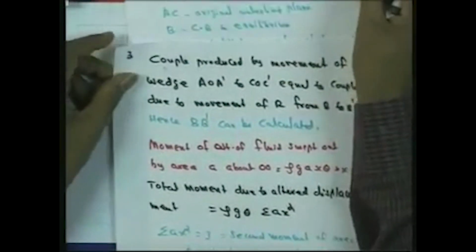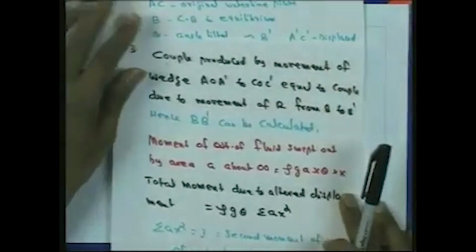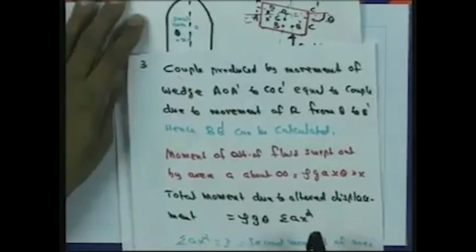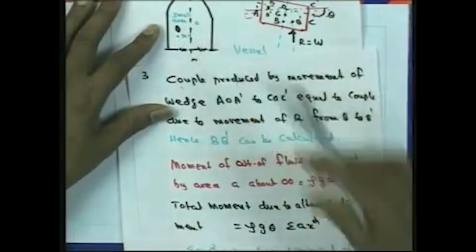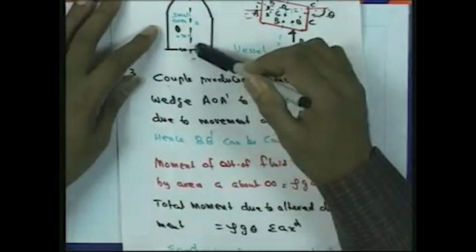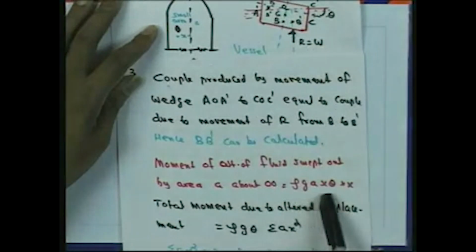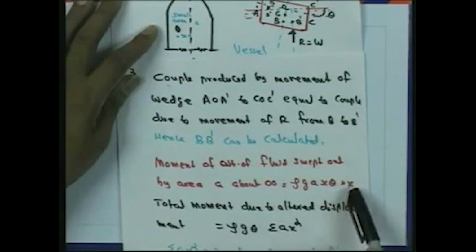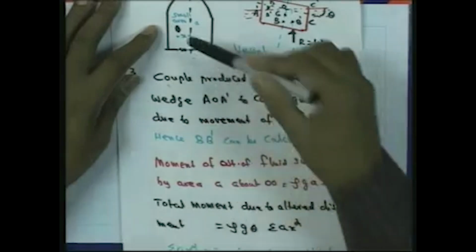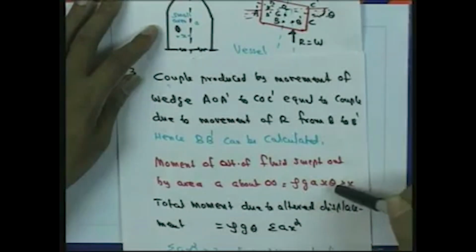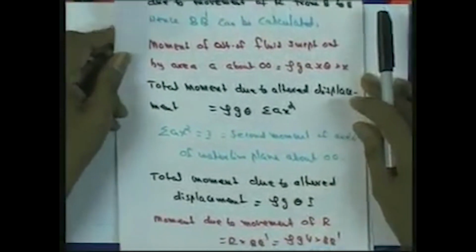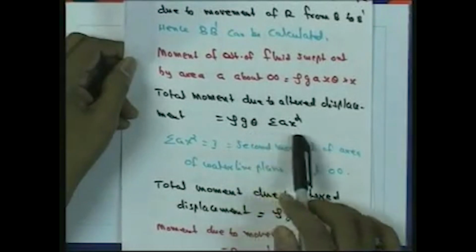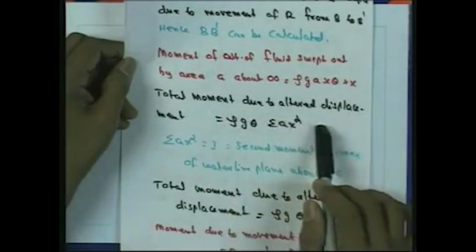Now we will take the moment of the weight of fluid set out by area A about O. That means the moment of weight of fluid set out by area A about O is equal to rho g Ax theta into x, since we are taking moment. So rho g Ax into theta into x. Now we can write the total moment due to the altered displacement as rho g theta sigma Ax square.